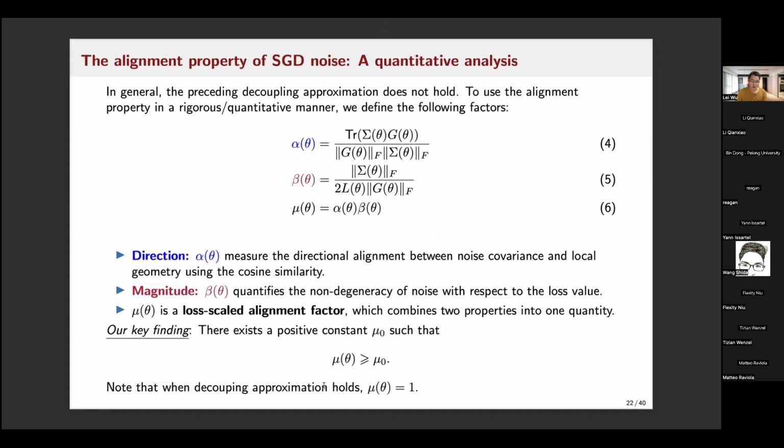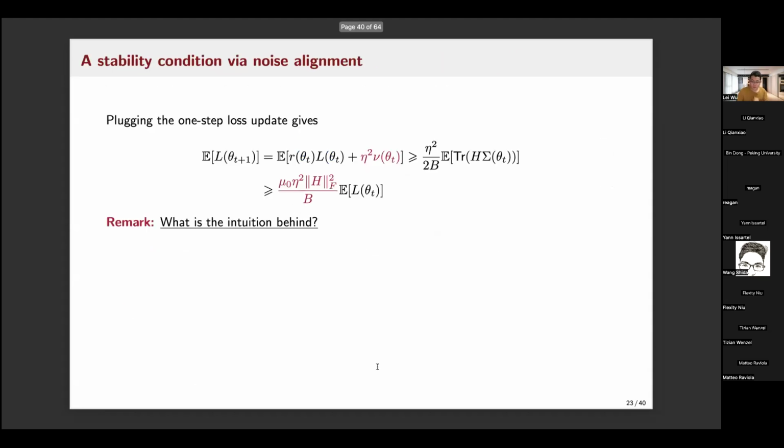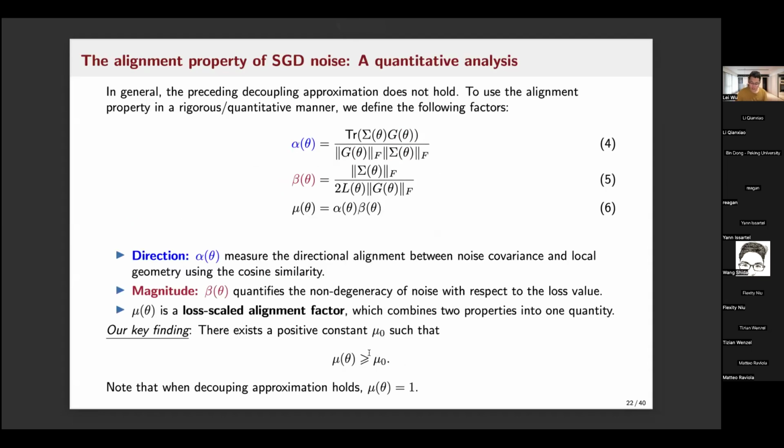If the decoupling approximation holds, we will have mu theta equal to 1. But this is nearly impossible. I will convince you, both theoretically and empirically, that this mu theta is bounded from below by some constant mu 0. This constant is independent of the level of over-parameterization. Okay, let's just assume this alignment is valid.